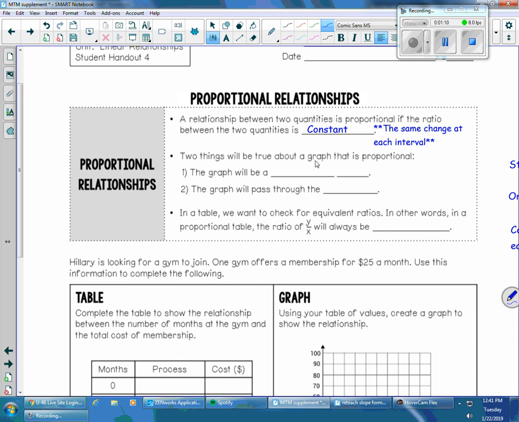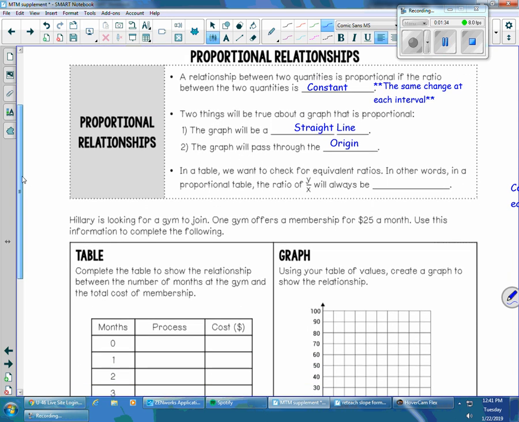Two things are true about a graph that is proportional. First of all, the graph will be a straight line. So when I'm graphing the data, it's going to all line up and I'll be able to connect the data using a straight edge. Secondly, the graph has to pass through the origin. If it doesn't pass through the origin, even if it's a straight line, it's no longer proportional.